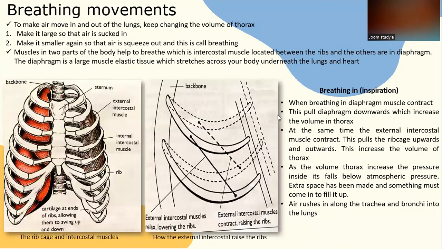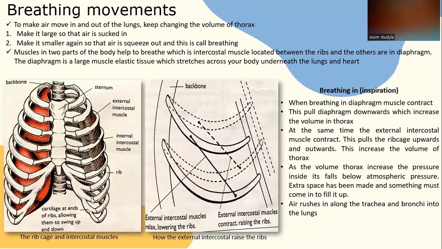Breathing movement, to make air move in and out of the lung, keeps changing the volume of the thorax. Make it large so that the air is sucked in. Make it smaller again so that the air is squeezed out, and this is called breathing. Muscles in two parts of the body help to breathe: the intercostal muscles located between the ribs, and the diaphragm. The diaphragm is a large muscle and elastic tissue which stretches across your body underneath the lungs and heart.